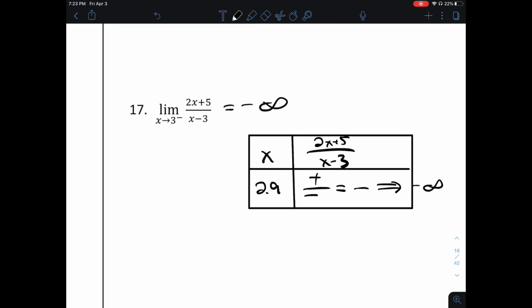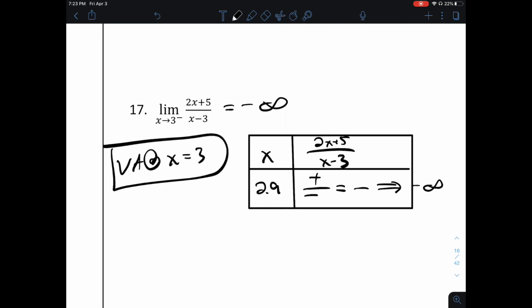Once again, we know it's going to positive or negative infinity because this has a vertical asymptote at x equals 3.